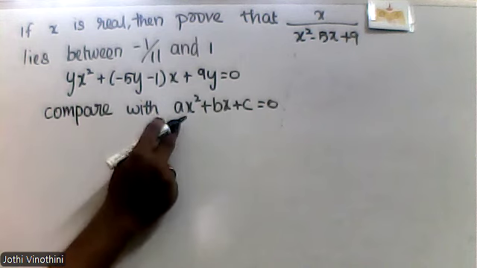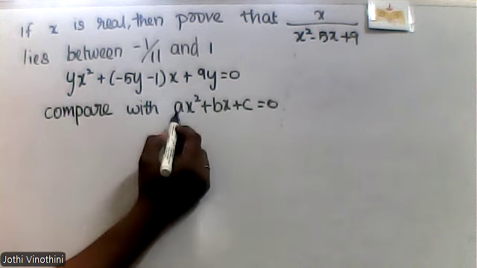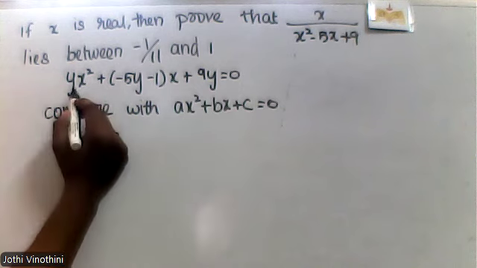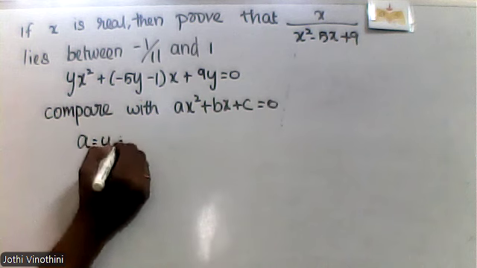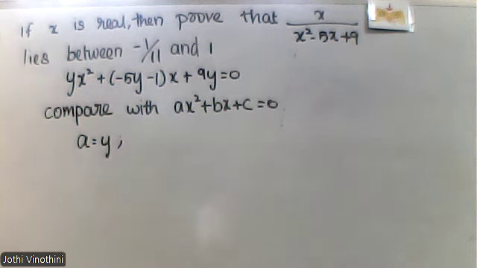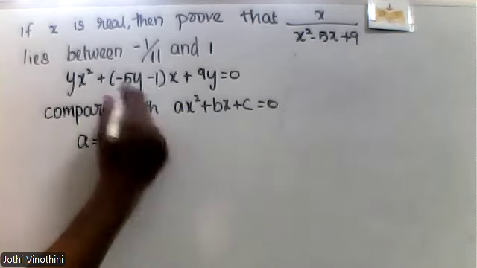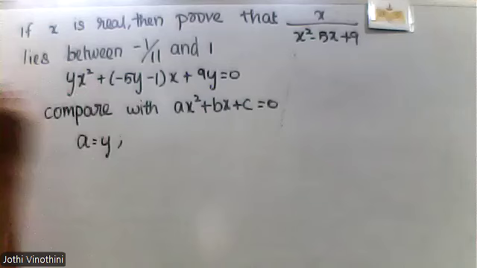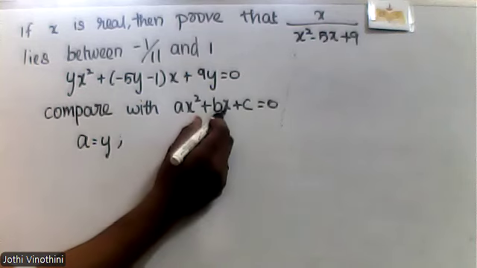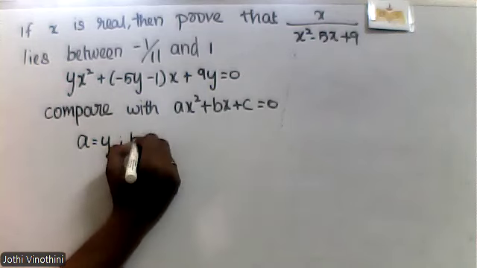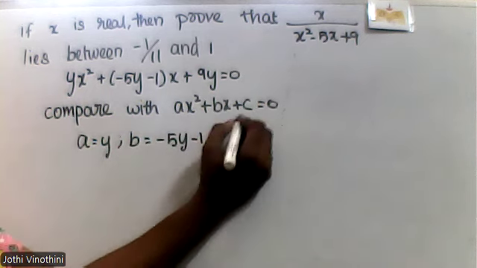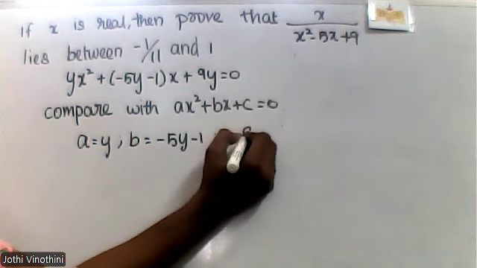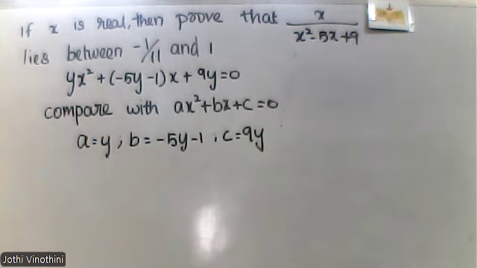While comparing these two, a is the coefficient of x squared. So who is the coefficient of x squared here? y. So a equals y. While comparing the coefficient of x, b equals minus 5y minus 1. And c is the constant, so c equals 9y.